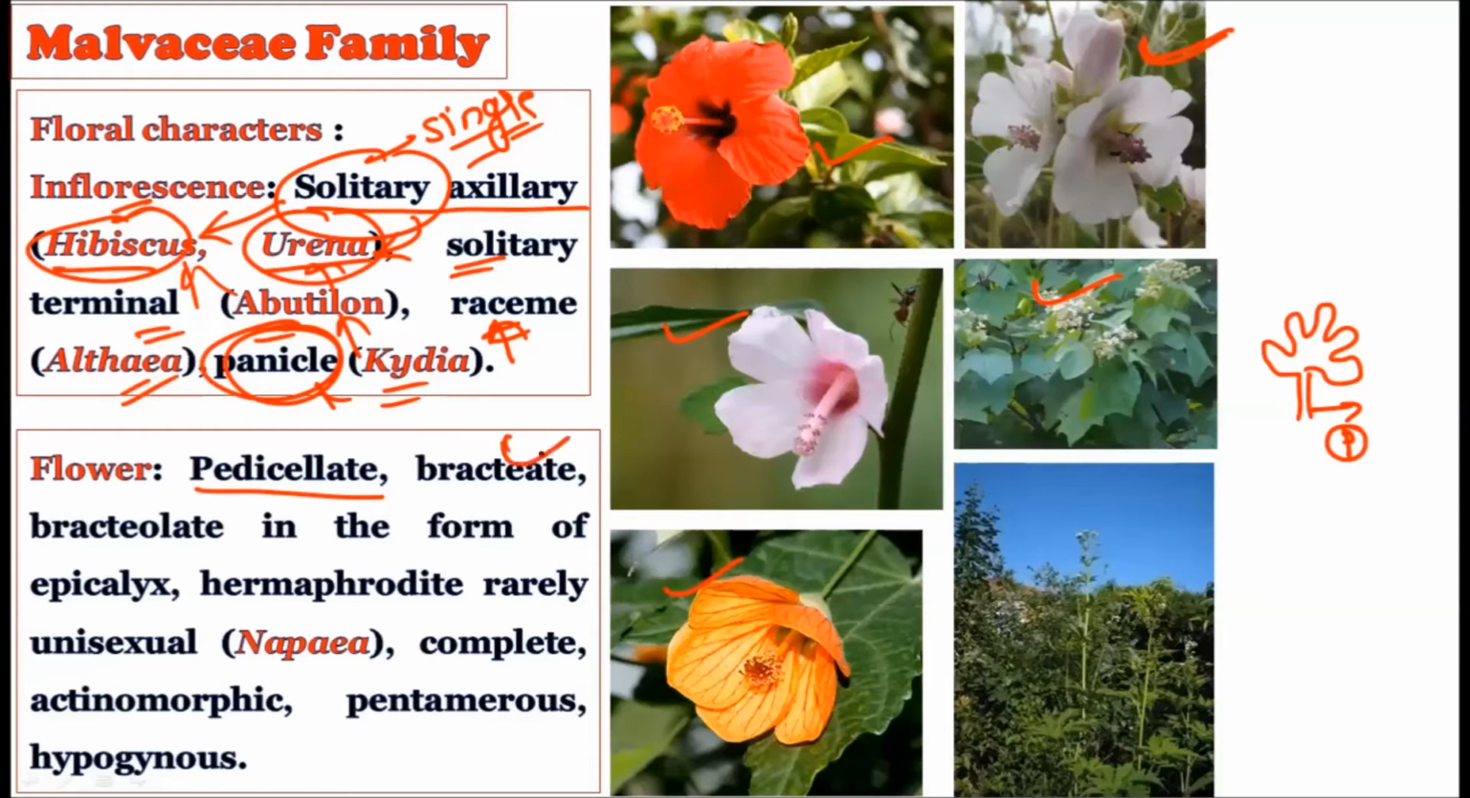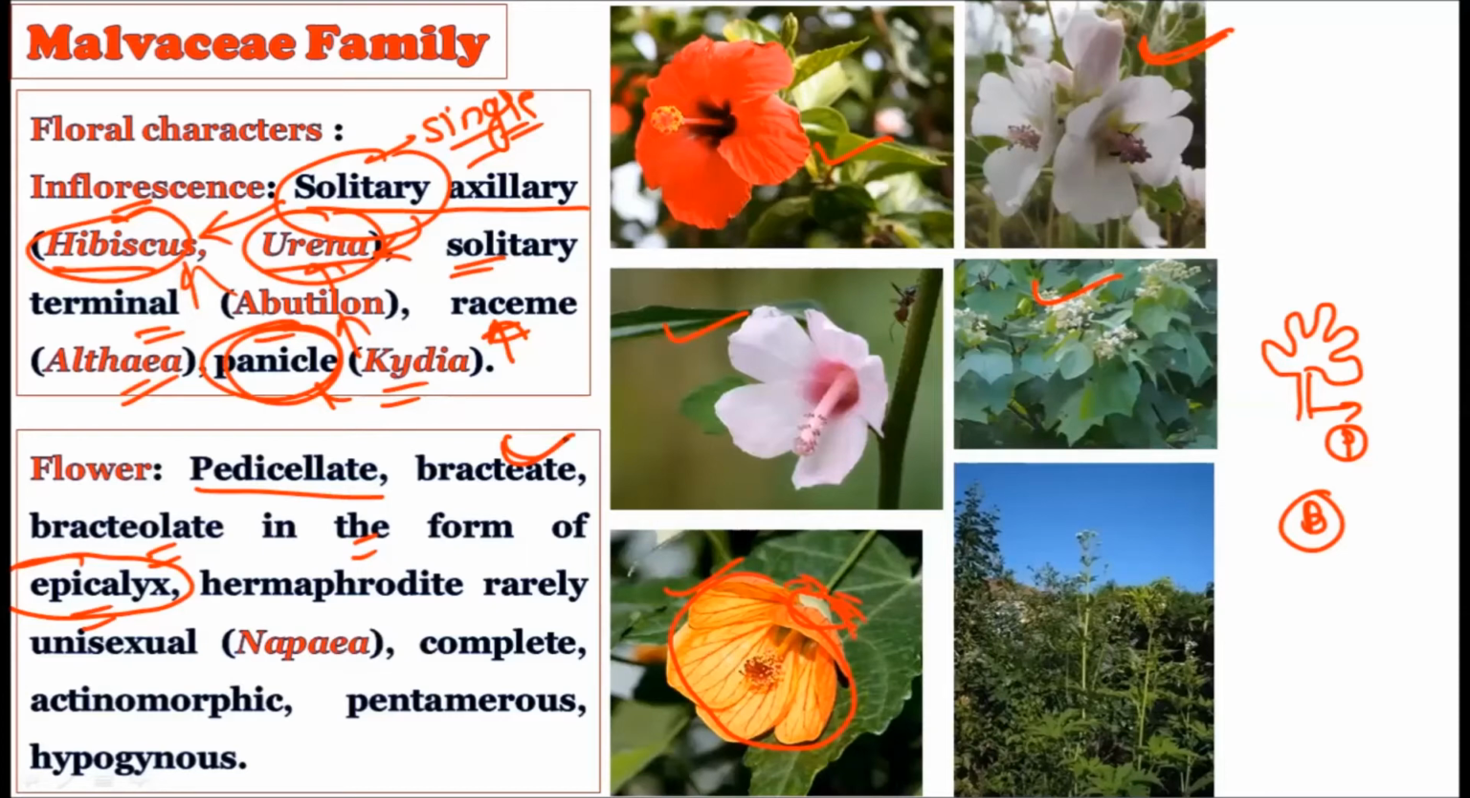They are bracteolate, that is, the bracts are present, and bracteolate in the form of epicalyx. Very important here, we are talking about the epicalyx. Epicalyx is the structure which is present below the calyx. For example, here at the top we have the corolla, then at the base we have the calyx, and below this calyx you will find the epicalyx.